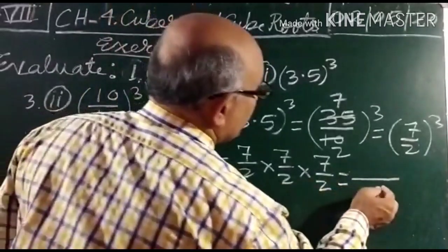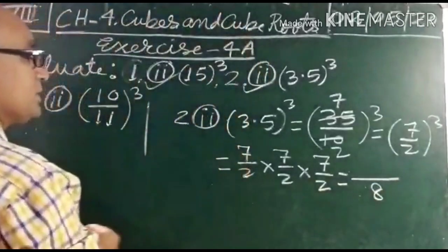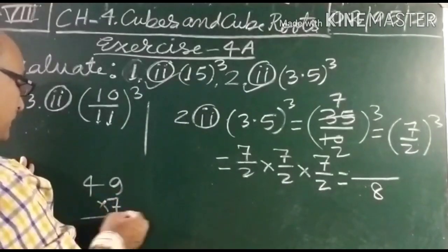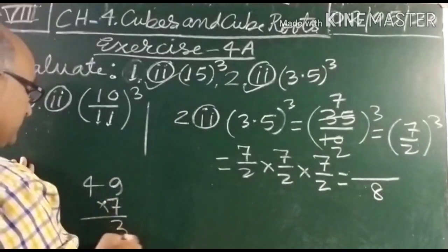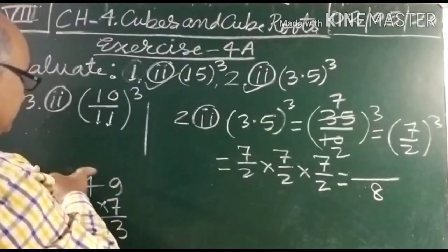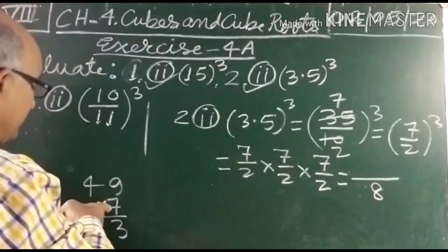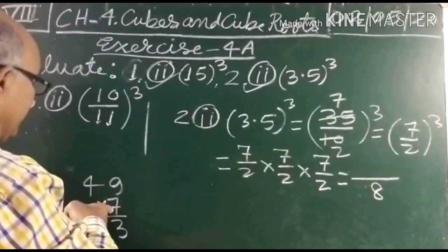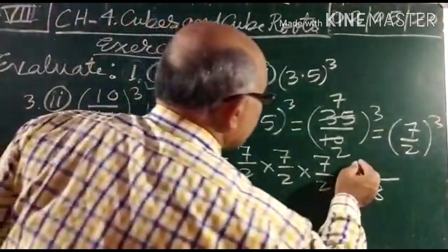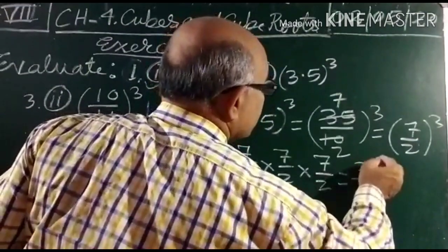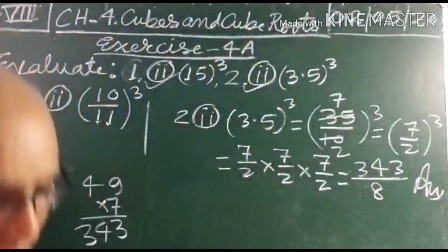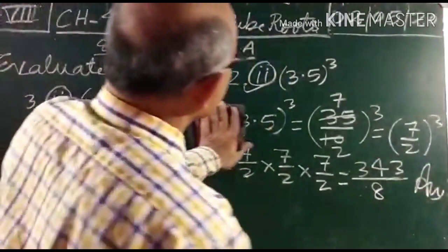2 twos are 4, 4 twos are 8. And 7 sevens are 49. 49 multiply by 7: 9 sevens are 63, write 3 and carry 6. 4 sevens are 28, 28 and 6 is 34. So 343. The answer of this question is 343.